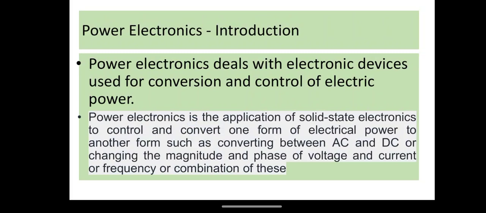As mentioned earlier, power electronics deals with the devices that are used for conversion and control of electric power. So basically we will be having a source and a load which will be operating in different magnitudes and frequencies, and the power converter acts as a balance between these two, namely the source and the load.